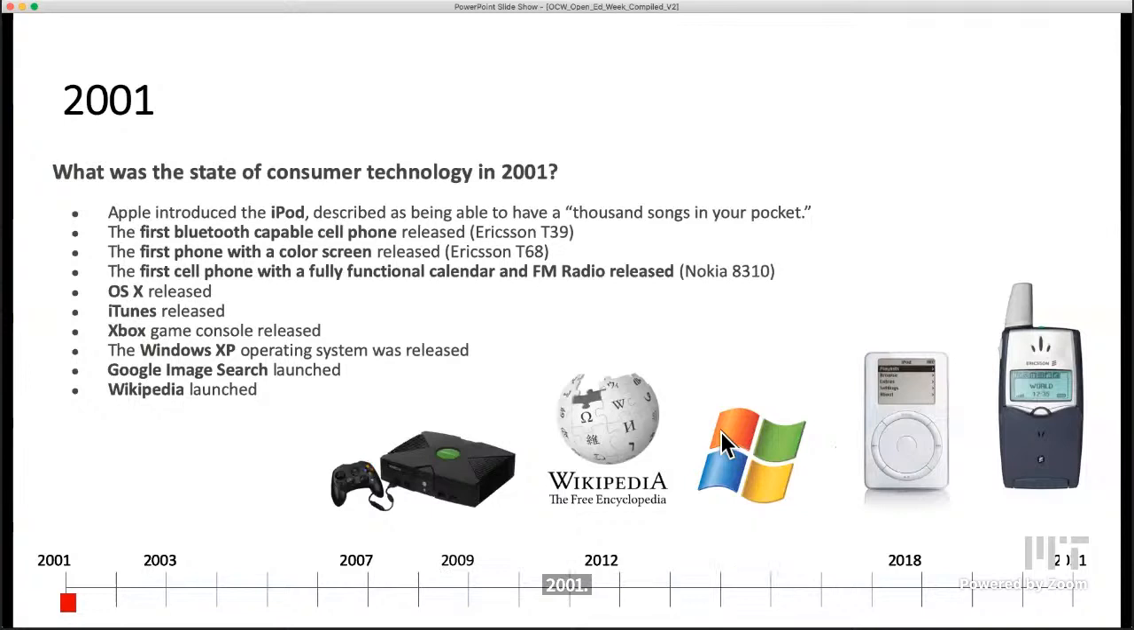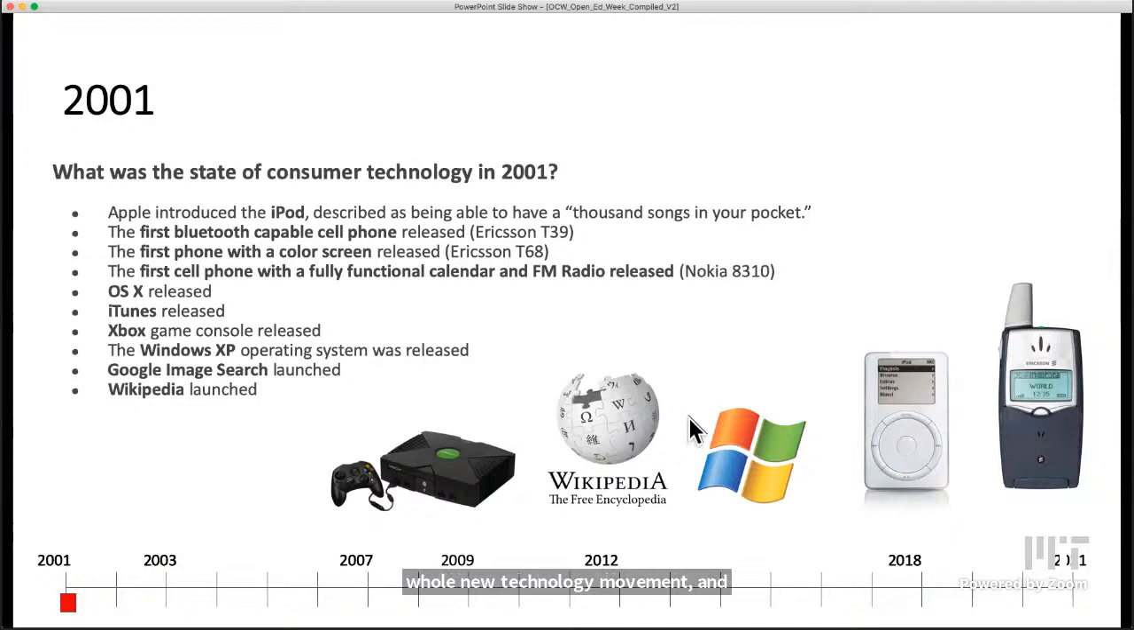So in 2001, if you can imagine, the iPod first launched, and the big promise with the iPod was 1,000 songs in your pocket. That was mind-blowing at the time. Imagine where we are now. The first cell phones were launched with Bluetooth and color screens. First time a calendar appeared on a cell phone. Wikipedia was launched, the Xbox was launched, Windows XP, iTunes. This was the beginning of a whole new technology movement. And we were right there.